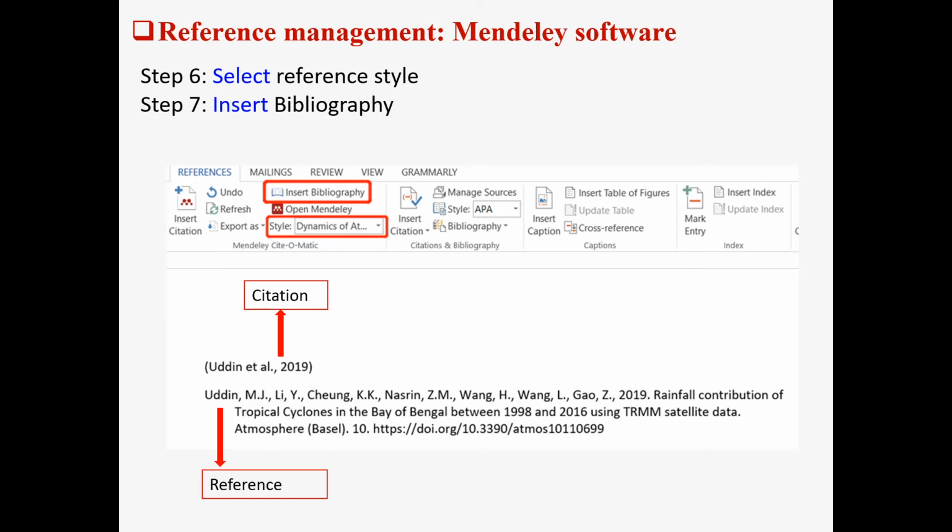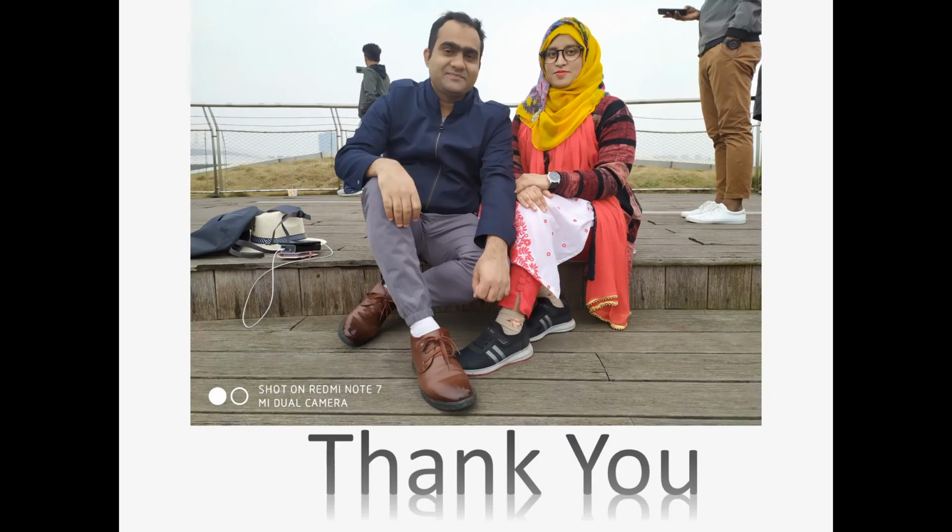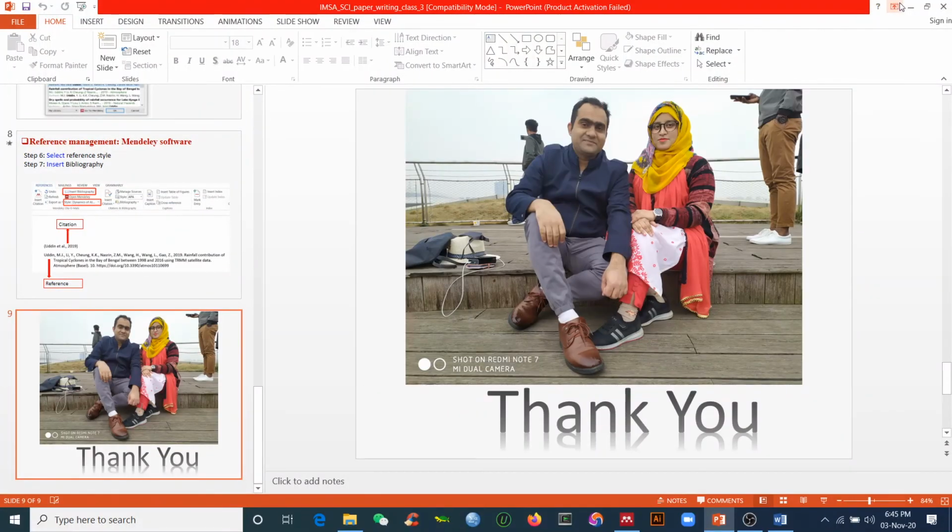But in the reference, you need to give the full, complete reference, like the author's name, then what the title was, and where it is published, the journal name, then the DOI. You know the DOI. DOI is a digital object identifier. So anyone can find your papers. Okay, this is the thing you have done. So let me show you the practical.